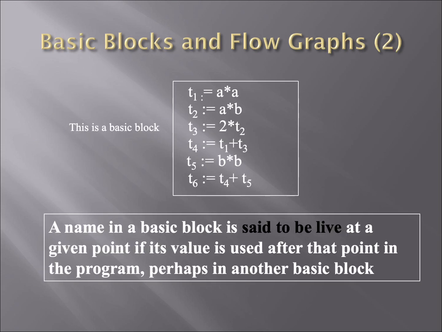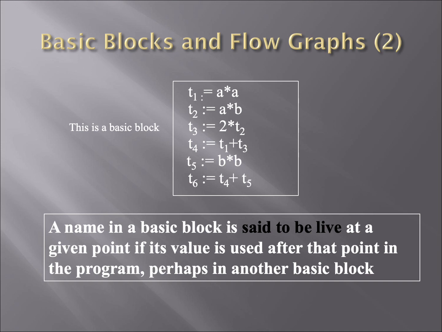Let's take a simple example. This is a piece of code for a simple block of statements. We have the three address code here. So we have temporary variables created based on the flow of the sequence of statements given in the piece of code. We have temporary variables T1 to T6, which are computed using the variables A, B.